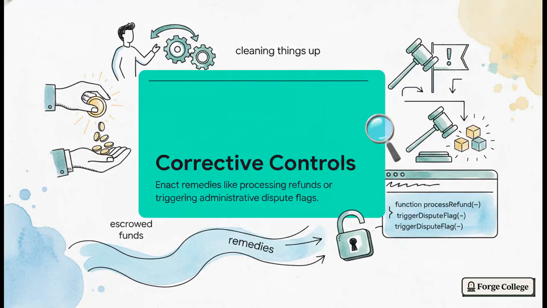Finally, we have corrective controls. These enact remedies. When something goes wrong or a customer exercises their legal right to a return, this is the floor manager stepping in to issue a refund and clean things up. In our code, this looks like functions that process refunds, release escrowed funds, or trigger administrative dispute flags.